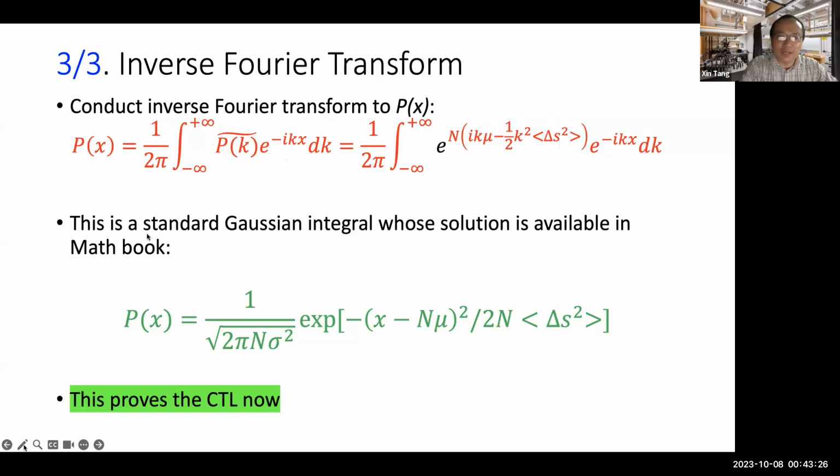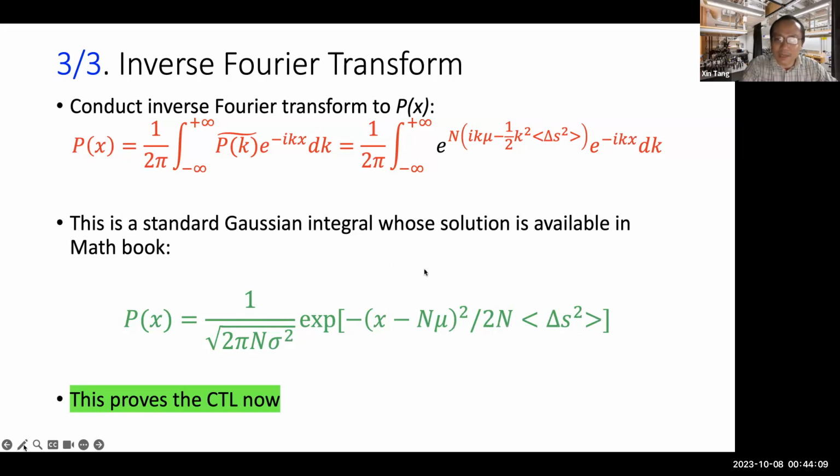However, this is a very standard Gaussian integral in mathematics books. If you check them, this integration has a direct solution with those parameters. Once you solve it, it yields this formula: 1 over the square root of 2 pi n sigma squared, where sigma squared is delta s squared, the variance of each step, times exponential of minus x minus n mu, where mu is the mean value of each step, squared, divided by 2n delta s squared, which is sigma squared.